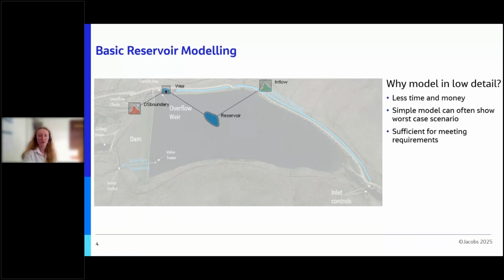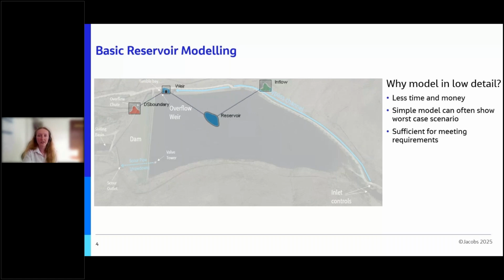Why do we want to model in such low detail? Well, firstly, there is less of a strain on resources, both in terms of model development and quality checks. The more units in your model, the more room for mistakes. Secondly, there is a danger of modeling for the sake of it. A simple model can often show the worst case scenario, and the client always wants us to be super conservative.